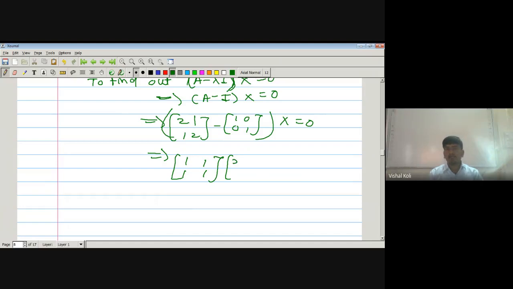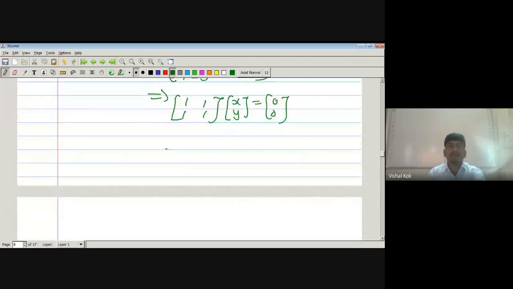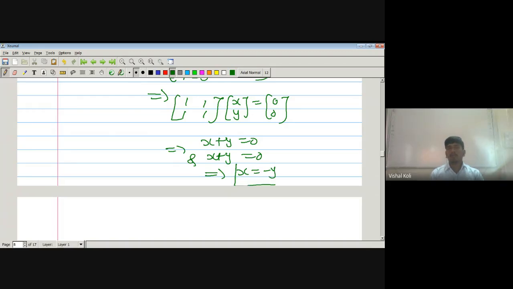So these are the two variables x, y, which is equal to 0, 0. Now from this we get x plus y equal to 0 and x plus y equal to 0. These are the two equations. So here we get x plus y equal to 0, which implies x is equal to minus y. So whatever will be the value of y, the corresponding value of x will be negative of that y.